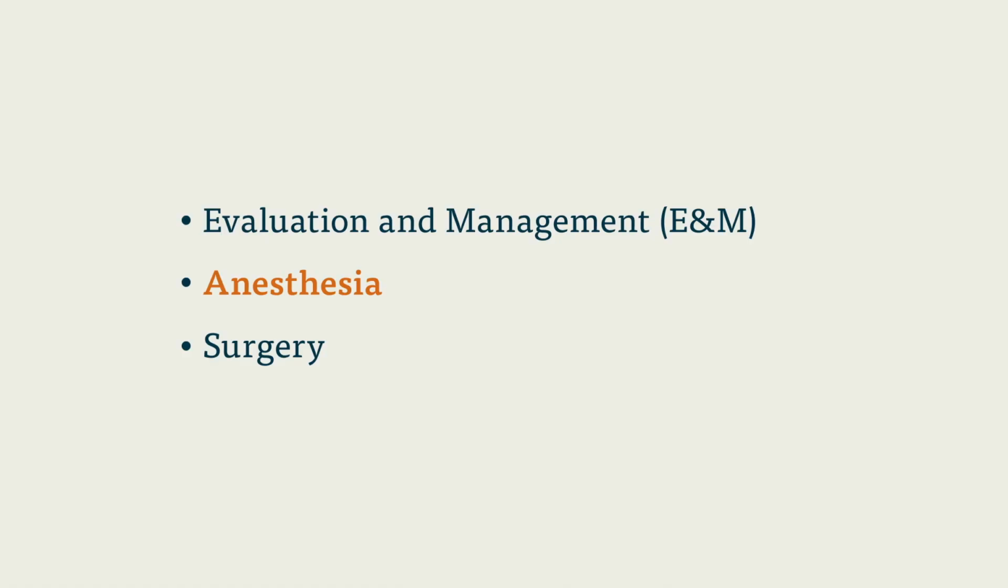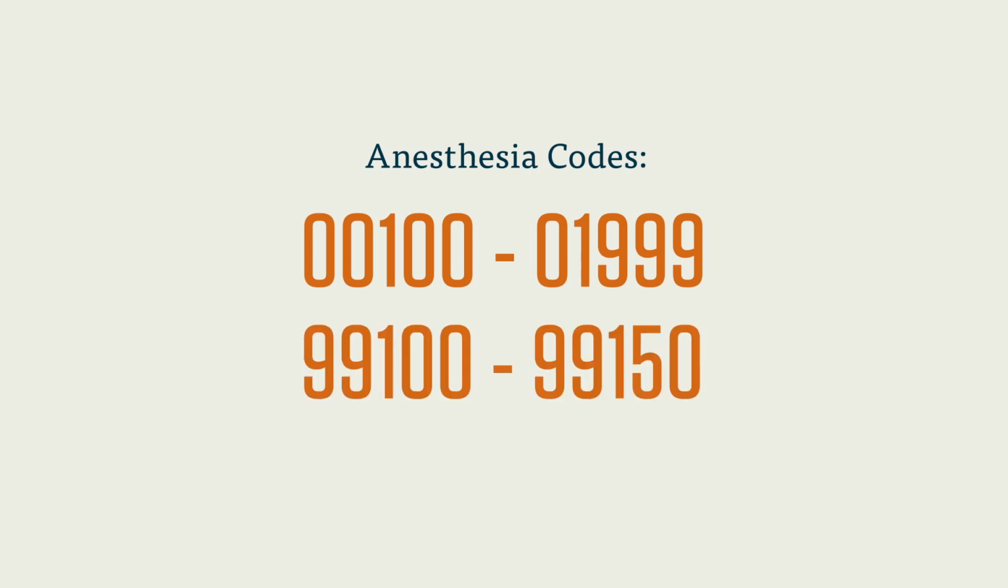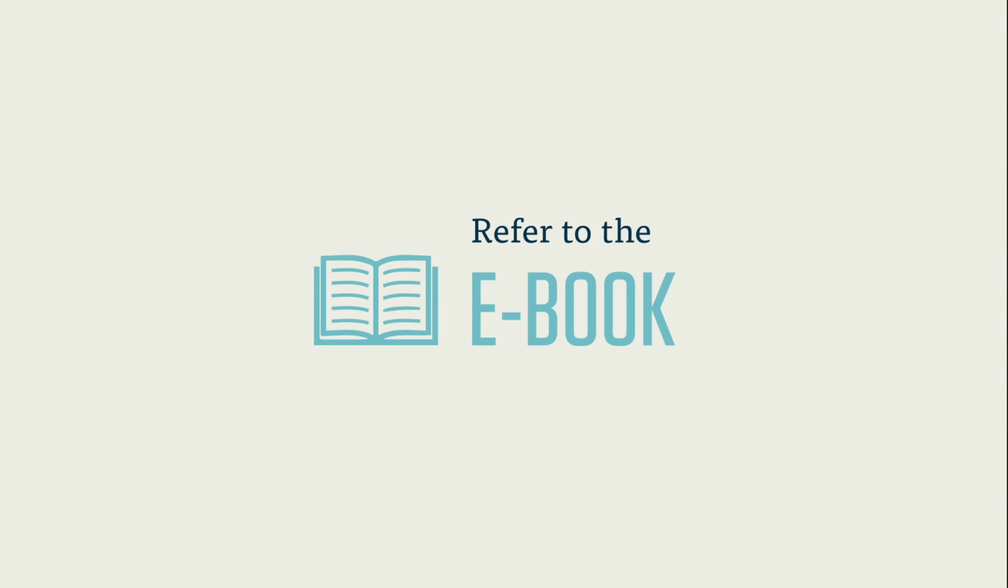Anesthesia is the second section in the manual, after evaluation and management and before surgery. Anesthesia codes are found in the 00100 to 01999 and 99100 to 99150 number ranges. You can find the different subsections of the anesthesiology section and the ranges for these codes in our downloadable ebook.